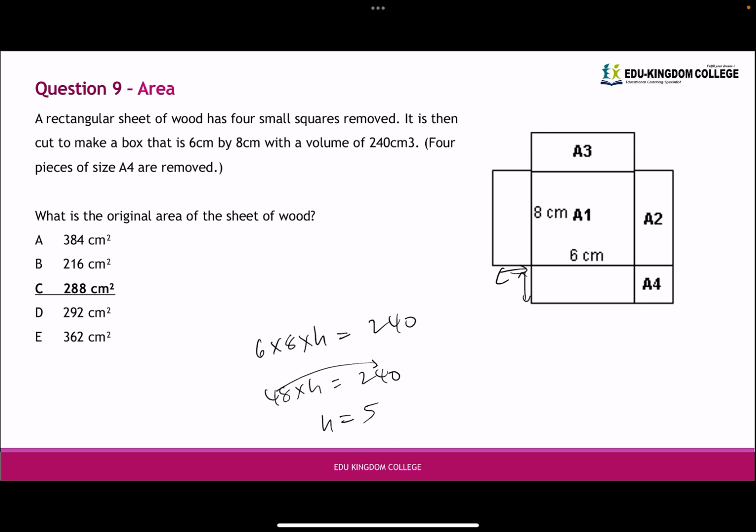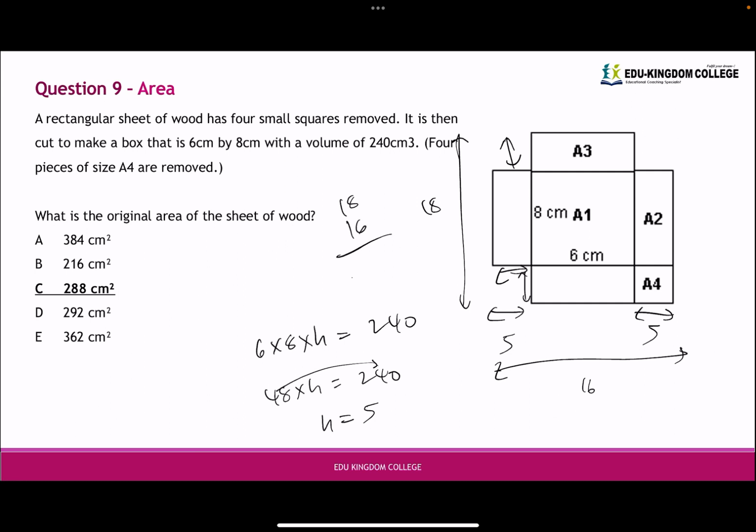So what's the original area? So if we elongate each side by 5, this whole length would be 16. If we elongate this side by 5 and 5, whole length would be 18. So make sure you elongate by 2 5s, okay? There's a 5 on each side. So 18 times 16, 6 times 8 is 48. 6 times 1 plus 4 is 10. 1 times 8, 1 times 1, 8, 8, 2. So you should get C.